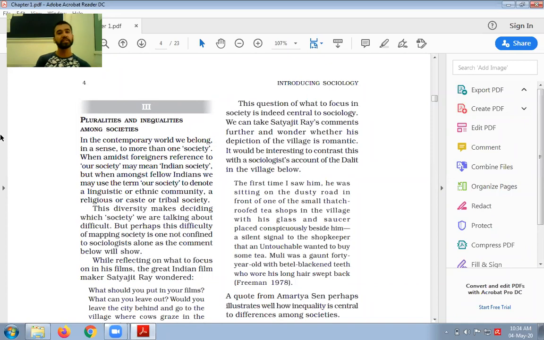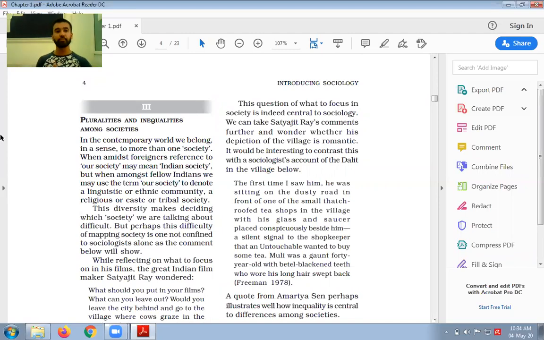And inequalities means the inequality that is there in the society. Inequality is actually a kind of imbalance in the society. Some people are rich, some people are poor, some people have opportunities, some people don't. Some people have access to education, some people don't, right? Some people own a lot of property and capital. Some people don't have property or ownership of anything, right? So there are a lot of inequalities.